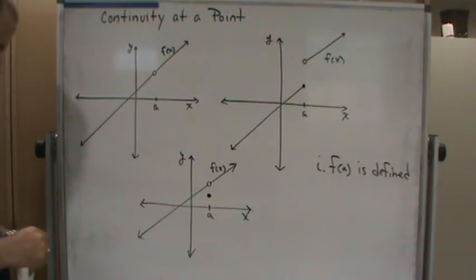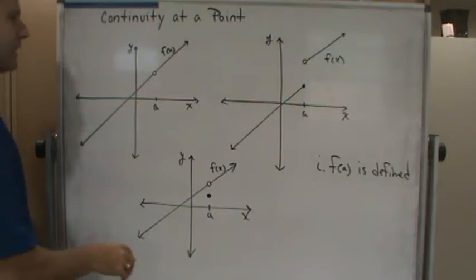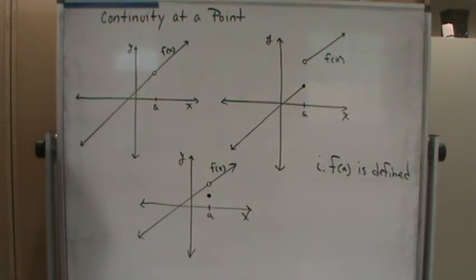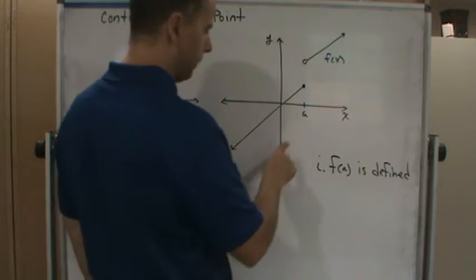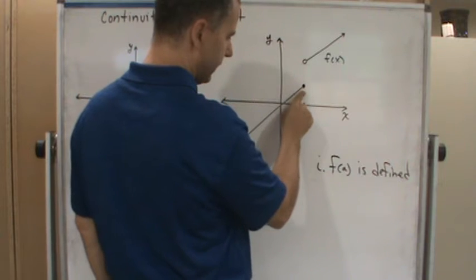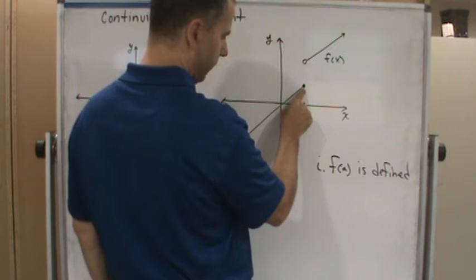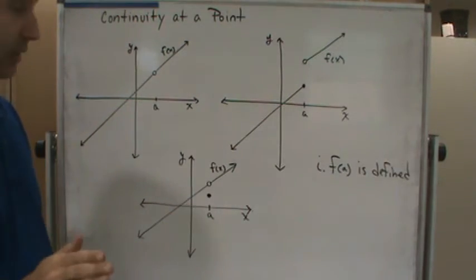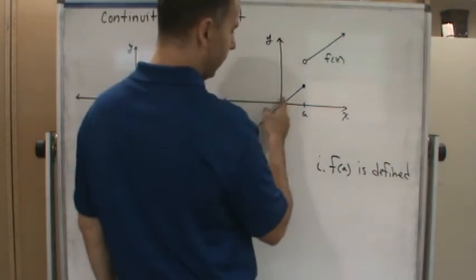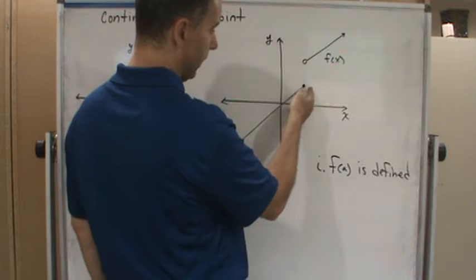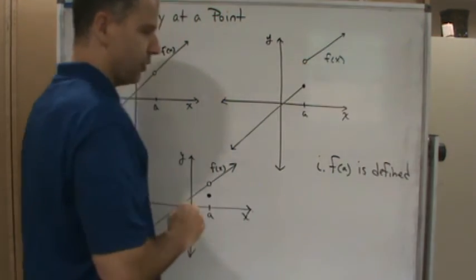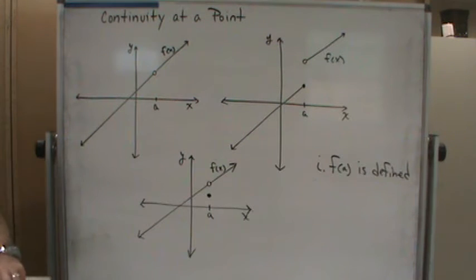But as we can see from the second graph here, that's not enough. It's not enough to be defined at A, because here it is defined at A, right here. But this is still not continuous at A, because again we still have to lift up our pencil and jump over here because of the break in the graph. So it's not enough just to have that condition.